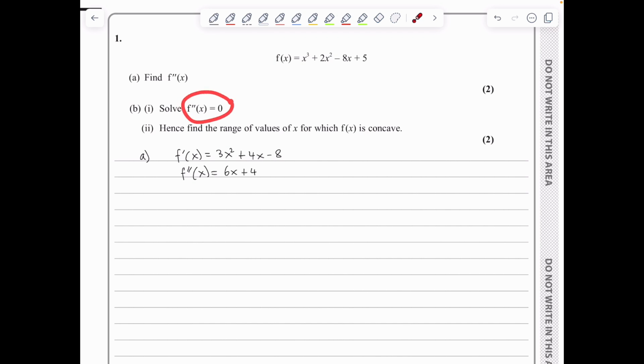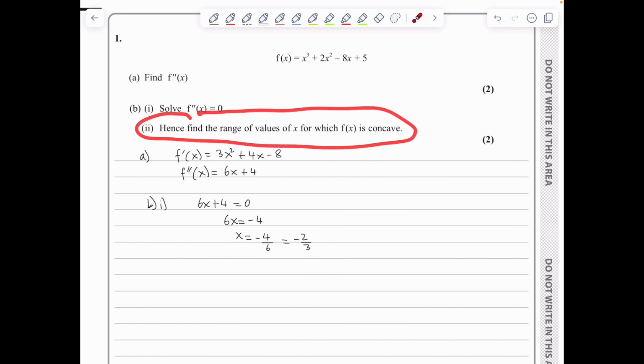In B(i), we need to solve f double dash of x is equal to 0. So let's start by setting what we just obtained in part A. 6x plus 4 is equal to 0, which means that 6x is equal to negative 4. So x is minus 4 over 6, which simplifies to minus 2 over 3.